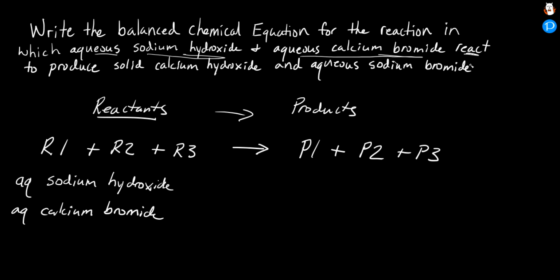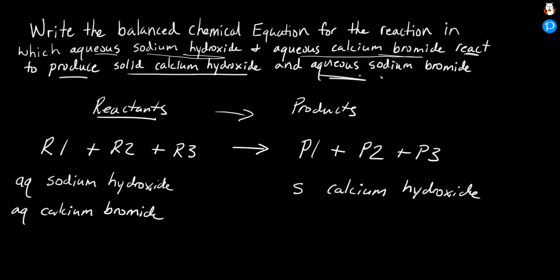And then for my products, problem says that when these two things react, they produce solid calcium hydroxide and aqueous sodium bromide. So now I've listed out all my reactants that I have. I've listed out the products that I have. Now let's write it in this form.